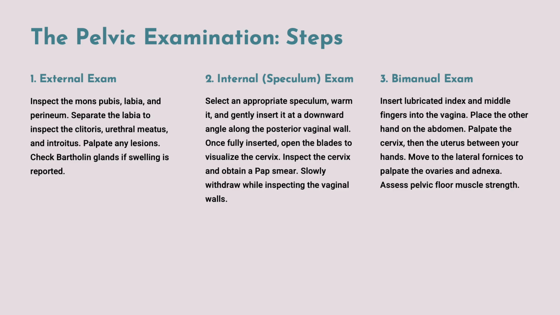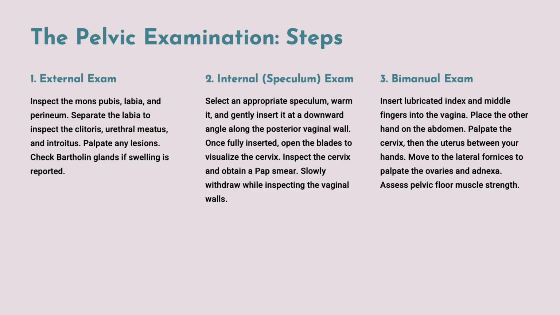For inspection, you need to do palpation. Palpate if there are any lesions and note if there is any swelling with the Bartholin glands. Next, you take your speculum. You need to select the appropriate speculum. The smallest one is called the virginal. It's used for women without prior intercourse.